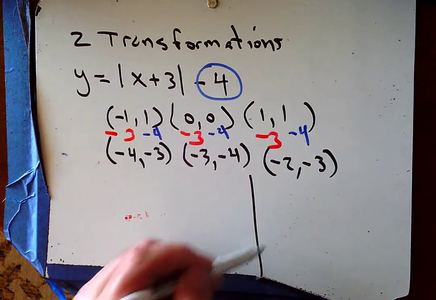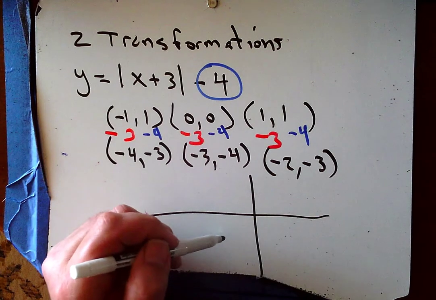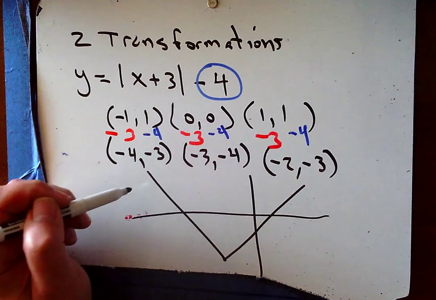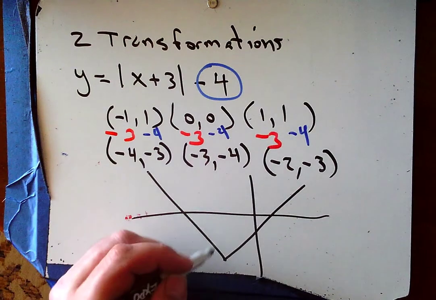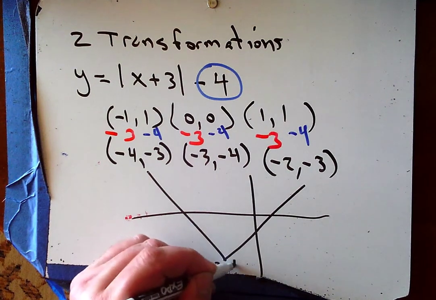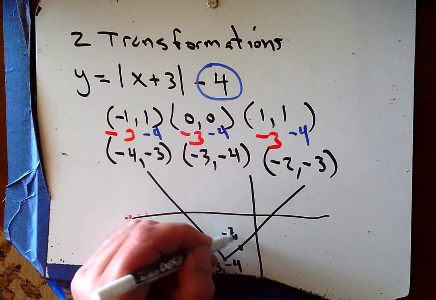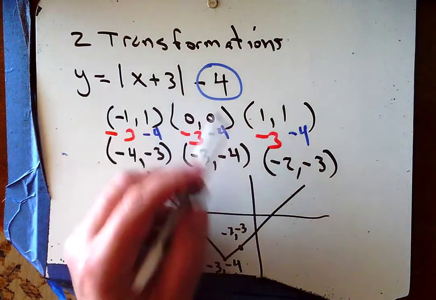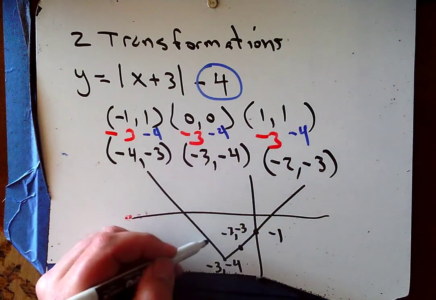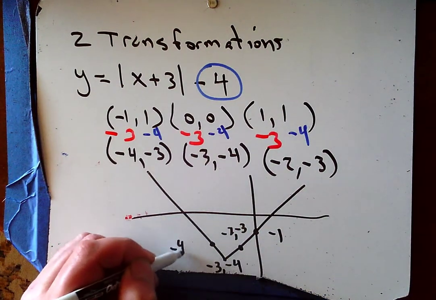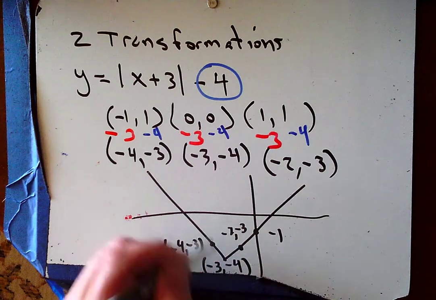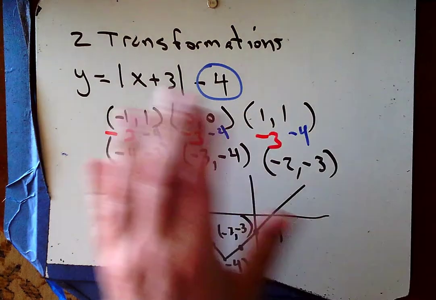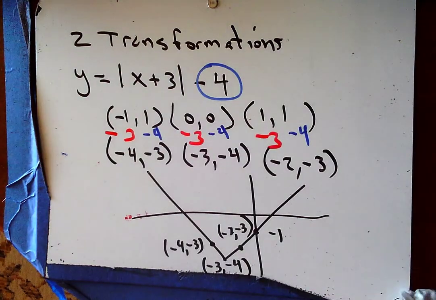So my graph looks like this, with -3, -4, with -2, -3. If I plug in a 0 there, I get -1. And then over here we have the point -4, -3. Okay, so that's no problem. There's no difficulty when I have one x transformation and one y transformation.